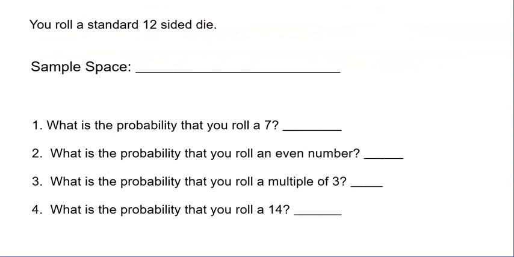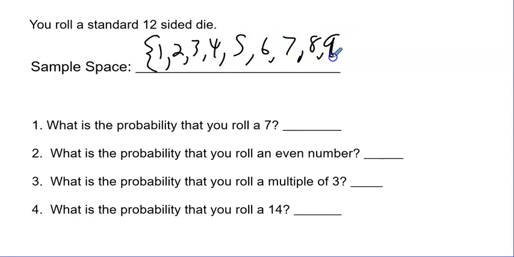Now, you roll a standard 12-sided die. Let's say you play Dungeons and Dragons. That means you're going to have 1, 2, 3, 4, 5, and you have to write all these out. 6, 7, 8, 9, 10, 11, 12. What's the probability you roll 7? Well, there's only one of those, and there's 12 possible numbers.